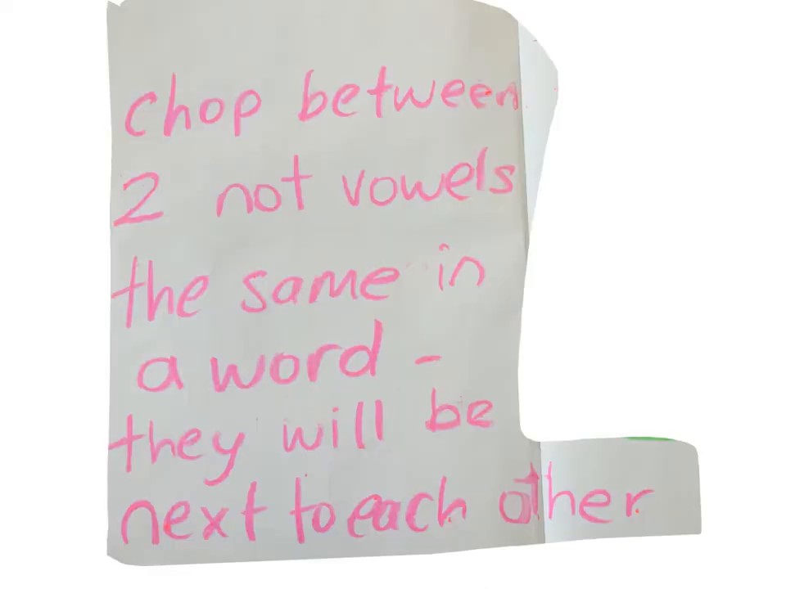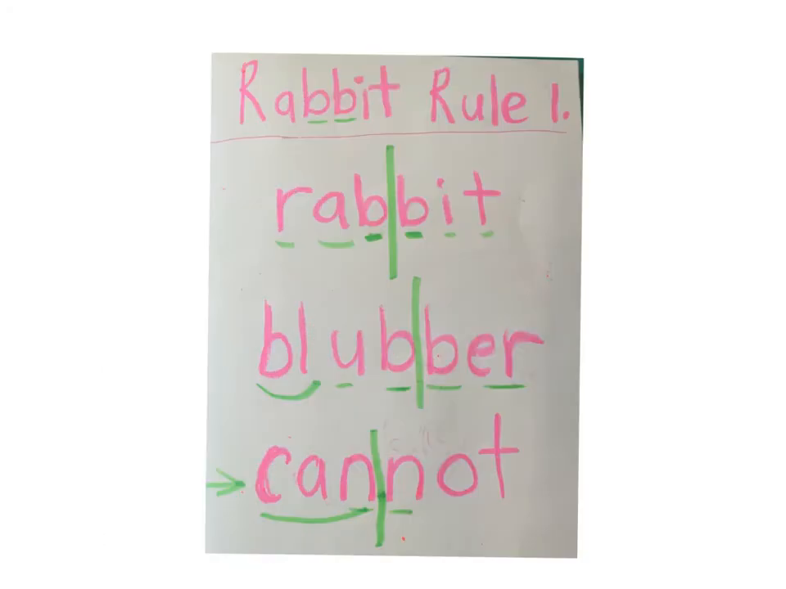So the rabbit rule is when we chop between two letters that are not vowels. So the two non-vowel letters are the same in a word, so they will be next to each other. So let's have a little example. Okay, rabbit rule. Rabbit. Can you see that we've got our 'ra', and then we've got two B's in the middle of the word. So we slice down here, so we can say rab bit, rab bit. So that's how we break the words up.